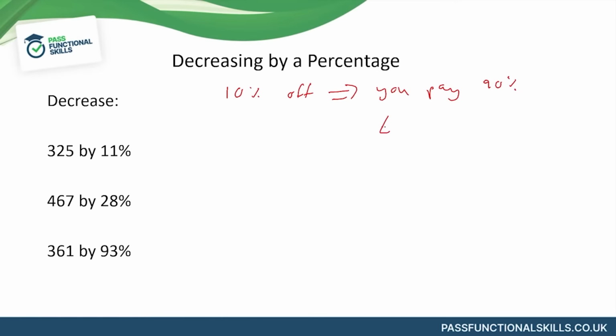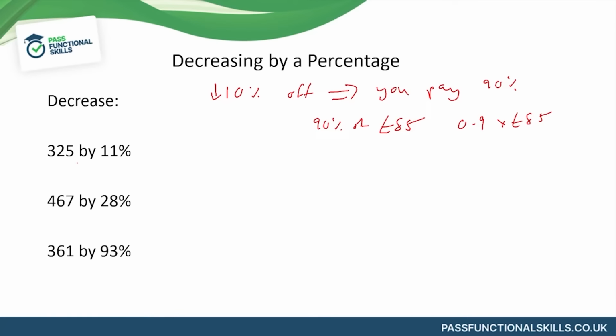So if the trainers were £85, 10% reduction means 90% of 85. And the multiplier for 90% would be 0.90, or just 0.9 times 85. So the multiplier for a 10% decrease is 0.9. Remember that if you're taking off 10%, you pay 90%. If it was 20% off, you'd pay 80%, so the multiplier would be 0.8.